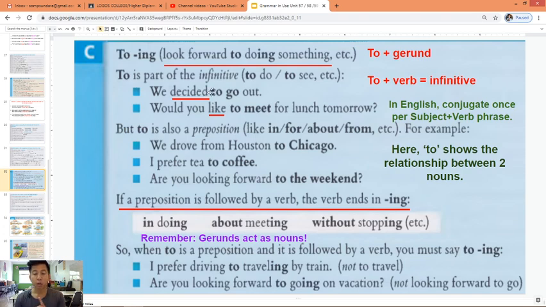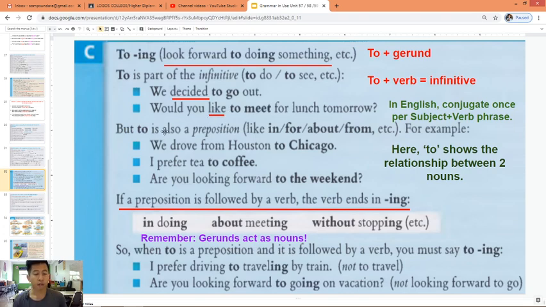The big clue that to is part of the infinitive is that it follows a verb. If it follows a verb that has been conjugated in the present tense, such as eats, or conjugated to past tense with -ed, you're going to use the infinitive, because we conjugate one time in English.